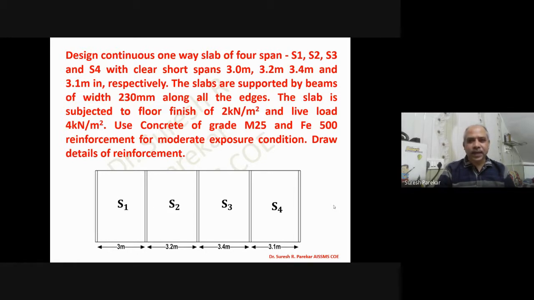Now spans we have been given: S1 3 meter, S2 3.2 meter, S3 3.4 meter, S4 3.1 meter. Now the width of the support is given as 230 millimeters. Floor finish is 2 kilonewton per meter square. Live load 4 kilonewton per meter square. We have M25 and Fe 500, and also we have to draw reinforcement details.